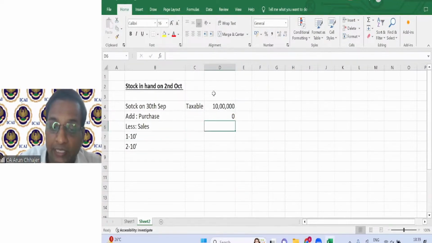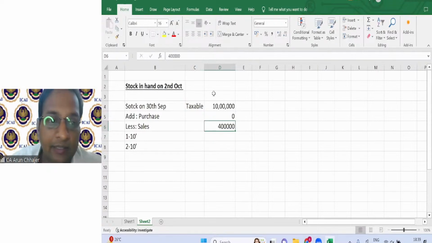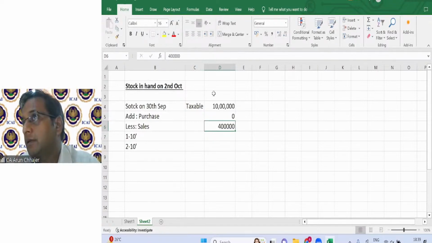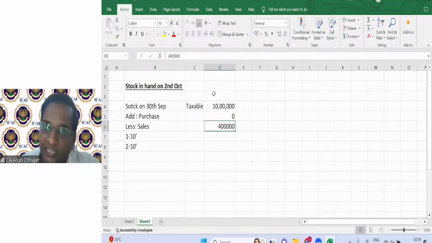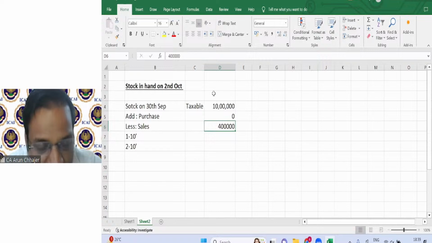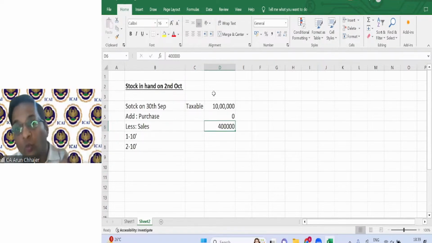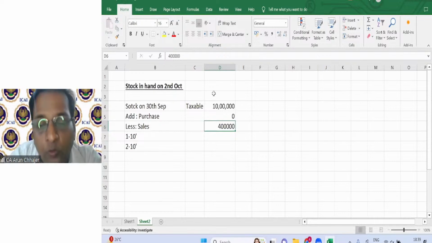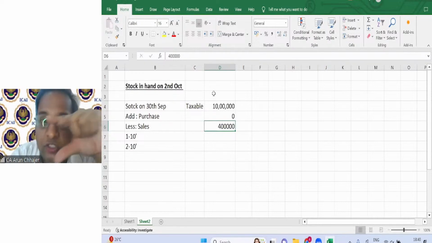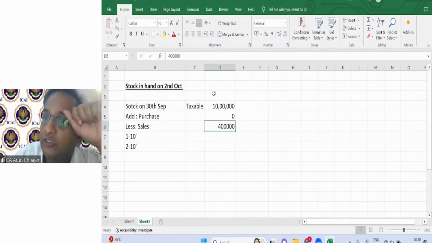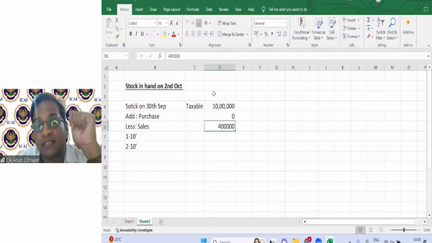Do we need to reduce the total sales value? क्या मुझे पूरा सेल्स का फिगर माइनस कर देना है? आंसर इज नो. वाई नो? बिकॉज वी आर कैलकुलेटिंग स्टॉक, क्लोजिंग स्टॉक. सो इस स्टॉक का सेलिंग प्राइस तो 4 लाख है, परचेज प्राइस कितना होगा?